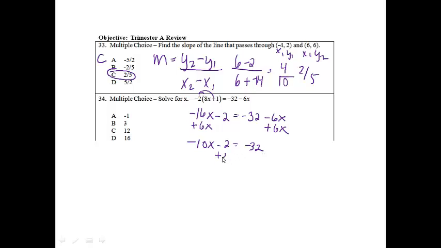Continuing to solve this, I'm going to add 2 to both sides. So I'll get -10x = -30, and then we'll divide both sides by -10, and we'll get x = 3, which would be option B.